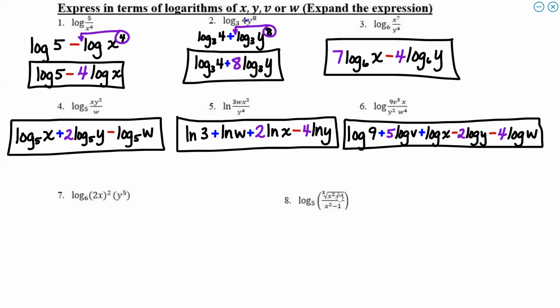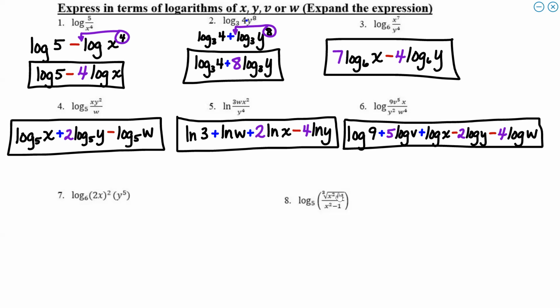A log always has to have an argument. You always have to have something after the log. Otherwise, it's like saying times. You're like, times what? Or add. Add what? You have to have things that you're doing this to.